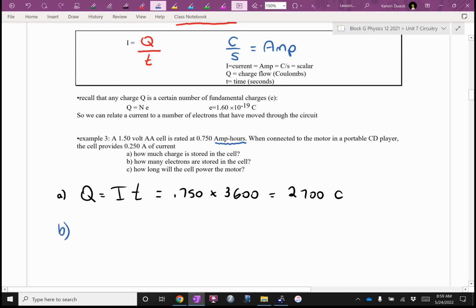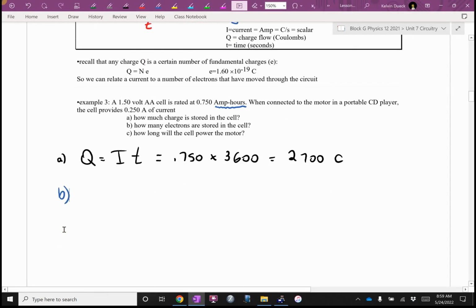B. Xavier, what does B want me to find? How many electrons are stored in the cell? Well, how many coulombs are stored in the cell? 2,700. What's the charge on 1 electron? Negative 1.6. We'll call it positive. 1.6 times 10 to the negative 19.